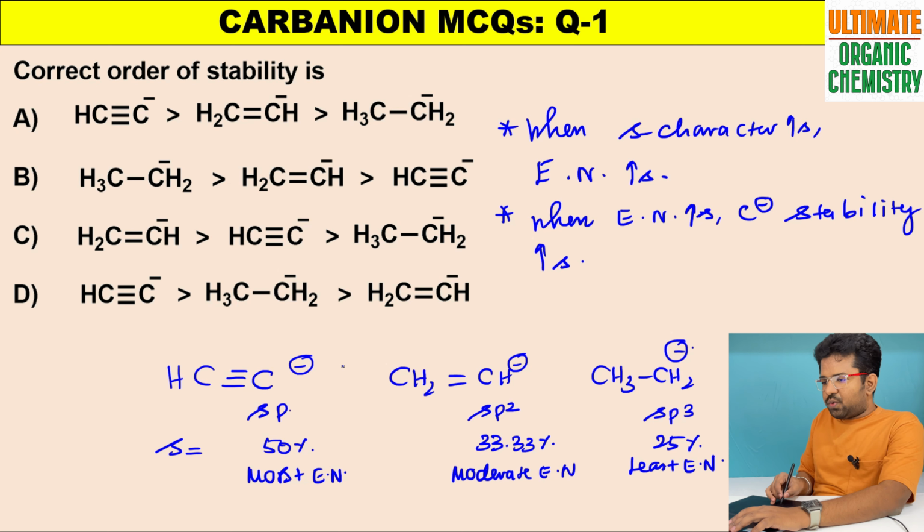So if you apply this rule, this one will be the most stable, and second one you have vinyl anion, and least one will be ethyl anion. So the right answer is option A.